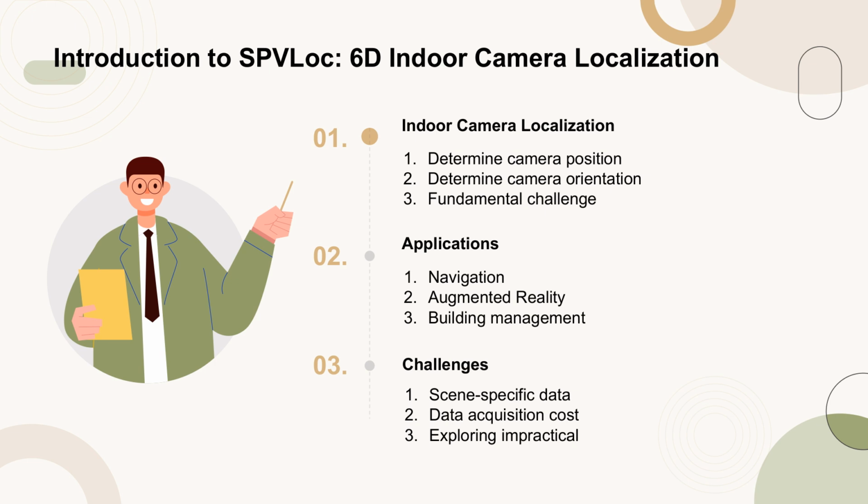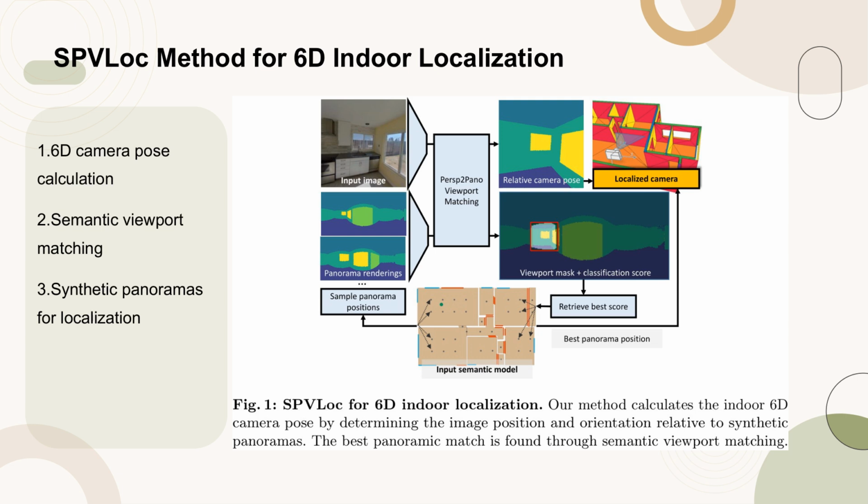Figure 1 illustrates the SPVLoc method for 6D indoor localization. The method determines the 6D camera pose by identifying the image's position and orientation relative to synthetic panoramas. The best match among the panoramas is selected through semantic viewport matching, which ensures accurate localization even in unseen environments.